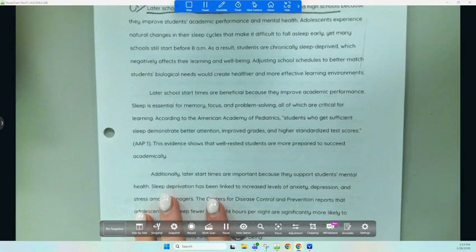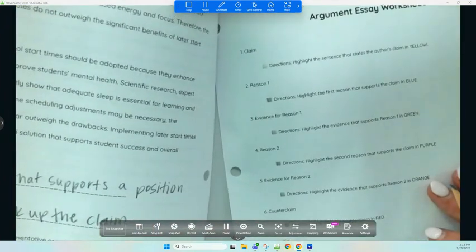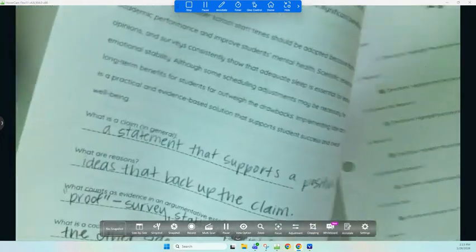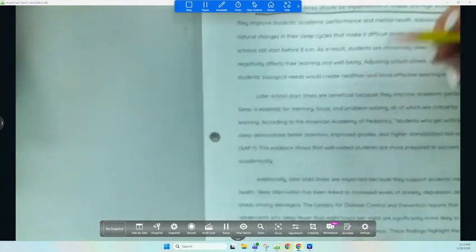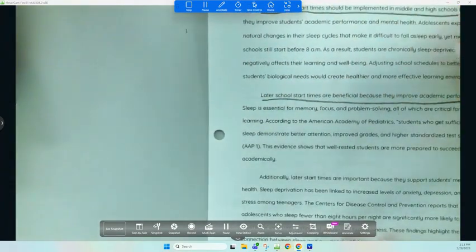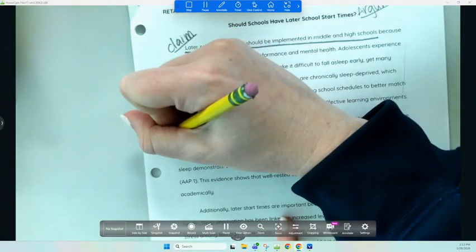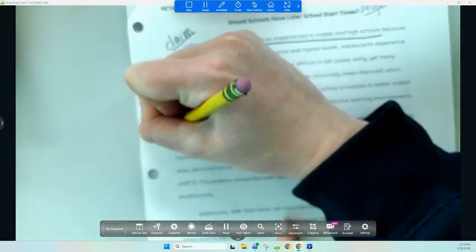So the first reason, which is an idea that backs up the claim, right? So it's saying later school start times are good because they improve academic performance. And you need to underline or highlight in blue the entire sentence. So this is reason one.